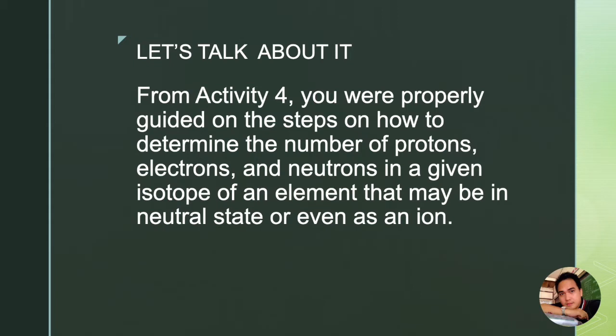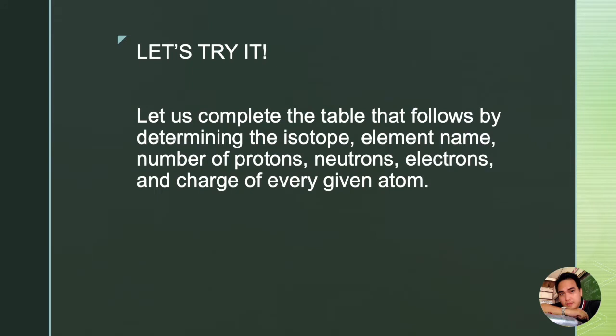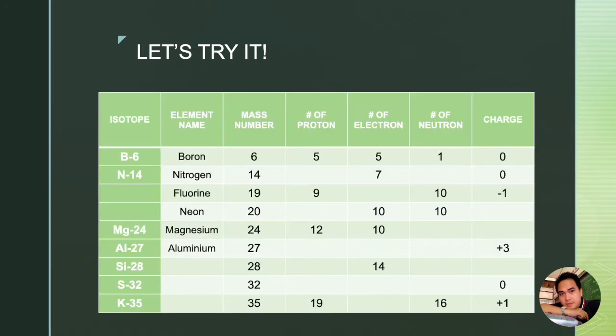While doing activity 4, you were properly guided on the steps on how to determine the number of protons, electrons, and neutrons in a given isotope of an element that may be in neutral state or even as an ion. It may have been very difficult for you to accomplish the task, so let us complete the table that follows by determining the isotope, element name, number of protons, neutrons, electrons, and charge of every given atom. We are going to complete this table.